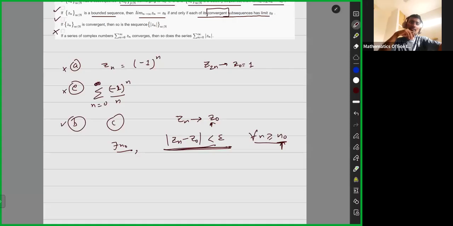In case of an unbounded sequence, you should have said all subsequences of a sequence need not be convergent. You are already taking a convergent sequence and you are talking about subsequences. If you take a convergent sequence already, all the subsequences will also be convergent. So actually convergent sequences are Cauchy sequences here. Cauchy sequences are bounded sequences.